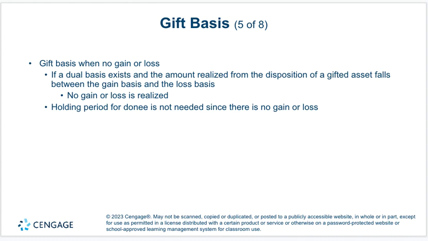If there's no gain or loss, so we're looking at a situation where there's a dual basis and the amount realized from the disposition is nothing. It's not a gain or a loss. Then there's no gain or loss realized, and there's no need for determining the holding period because that's only necessary when we're determining how to treat the gain or loss, which we wouldn't need to do if there wasn't one.